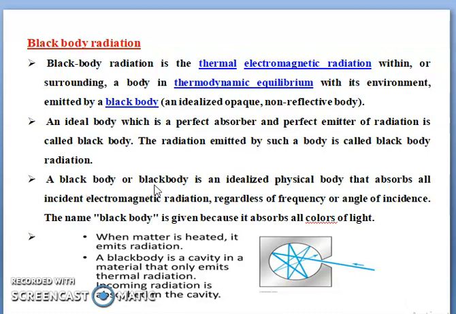Simply put, a black body is an idealized physical body that absorbs all incident electromagnetic radiation regardless of frequency or angle of incidence. The name black body is given because it absorbs all colors of light. When matter is heated, it emits radiation. So a black body is a cavity in the material that only emits thermal radiation. Incoming radiation is absorbed in the cavity. That point is very important, especially in black body radiation.